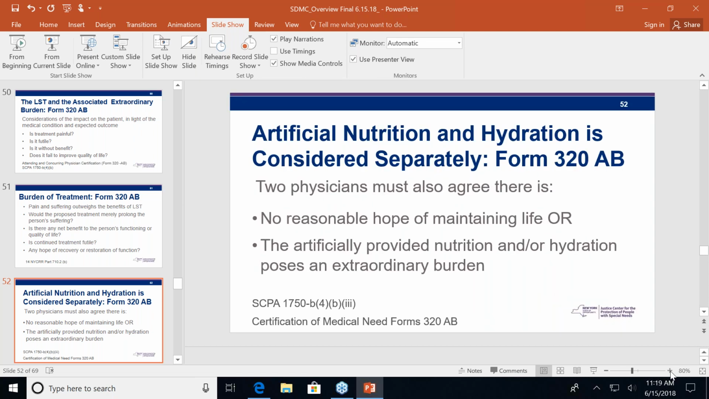The artificially provided nutrition and hydration itself could also pose an extraordinary burden. This is in those situations where someone's body is shutting down, they're actively dying, and overloading them with fluids and pumping nutrition into their stomach is not necessarily going to be digested or absorbed. It's going to create discomfort. So that's what we're looking for with artificial nutrition and hydration.